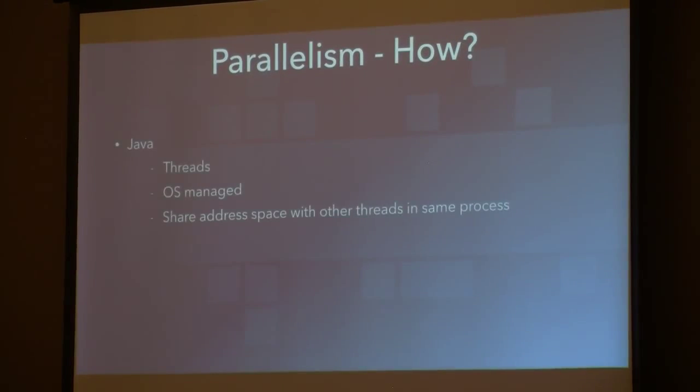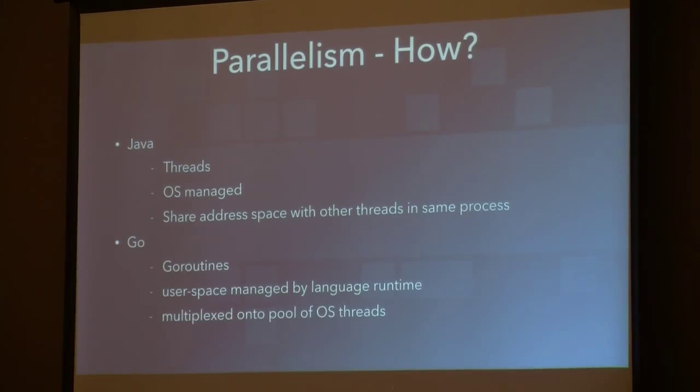In Java, we do it with threads. Threads are managed by the OS. You create a thread, you pretty much know you're going to get a process at the OS level. They share address space with other threads in the same parent process. Go uses Go routines. Go routines are managed in user space by the language runtime, and they get multiplexed onto a pool of operating system threads.